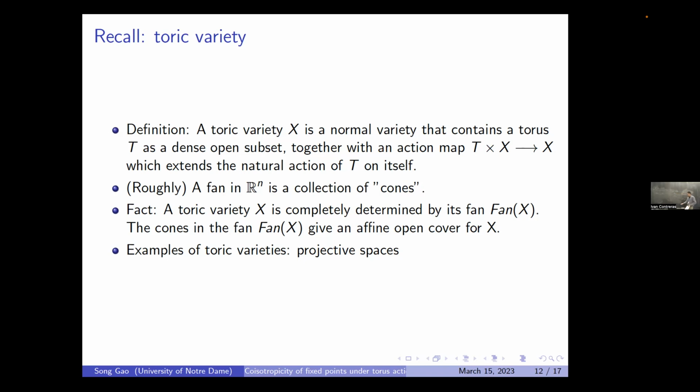And what does it mean by their intersection? Intersection of columns is a common face of both of the columns. What happened here is that these affine opens give an affine open cover for the projective space P1, and they glue up along this set. So two cones glue up with respect to their intersections.